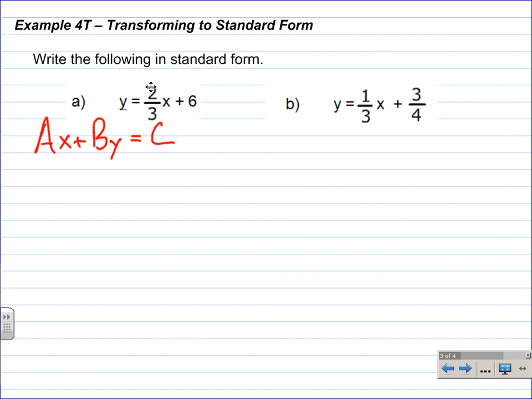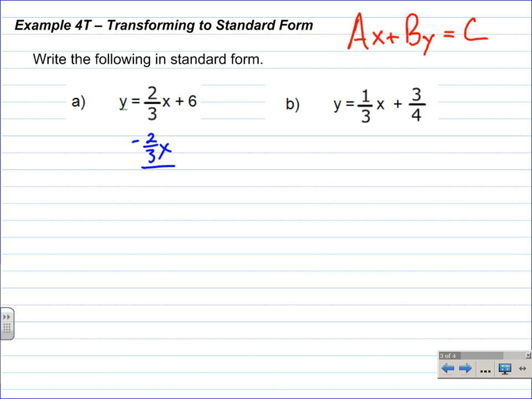So we're going to need to move 2/3 x to the left and mess with it a little bit to make it standard form. But the first thing we're going to do is get the x and the y terms on the same side. We're going to do that by subtracting 2/3 x from both sides. The x terms cancel, leaving us then with negative 2/3 x plus y is equal to 6.